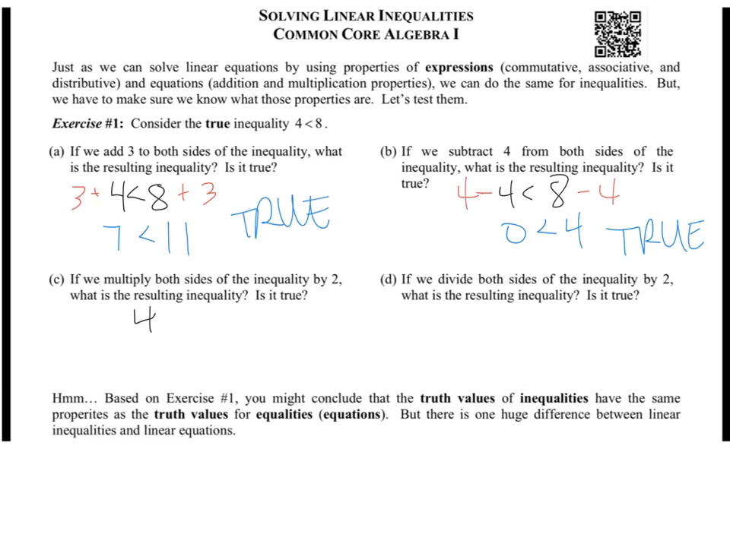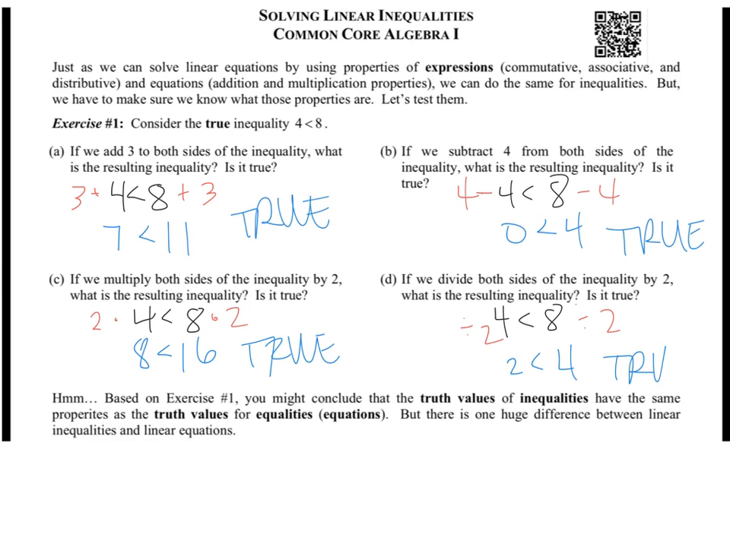If we multiply both sides by 2, what's the resulting inequality? So again, we have our 4 is less than 8. This time we're going to multiply by 2. So 8 is less than 16. It's still true. And our last one, if we divide both sides by 2, so 2 is less than 4, still true.